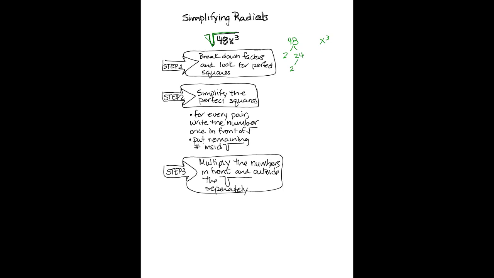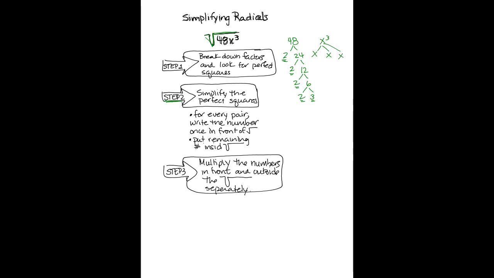24 is 2 times 12. 2 is a prime number, so I don't need to break that down any further. 12 is 2 times 6, and 6 is 2 times 3. The factors are each of the numbers at the end of this factor tree. Okay? Now x to the third is real simple. We're just going to have 3 x's. Right? X to the power 3 is x times x times x.